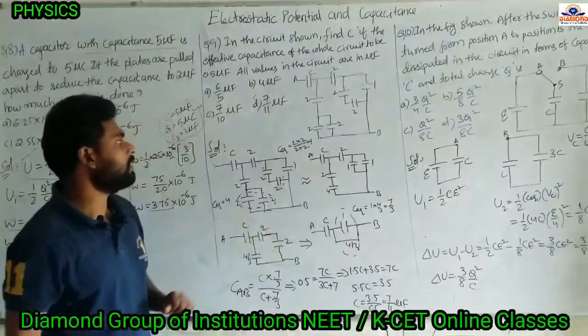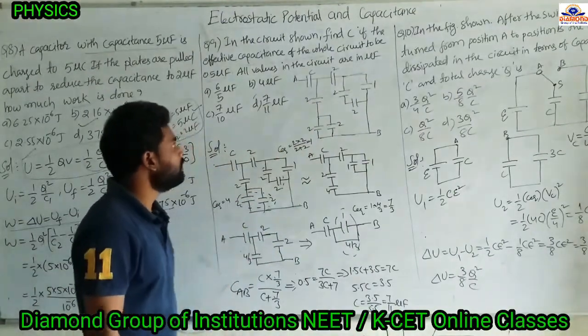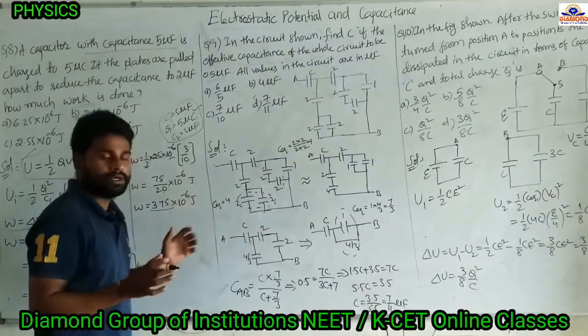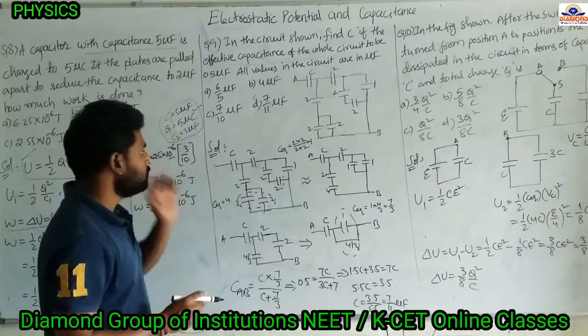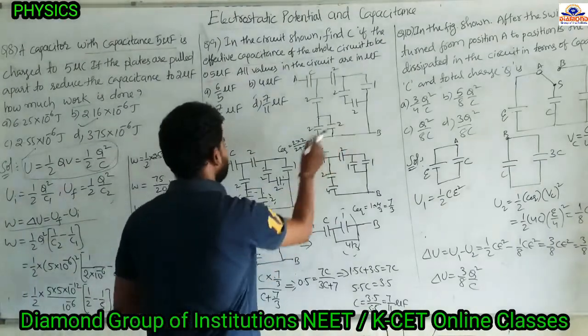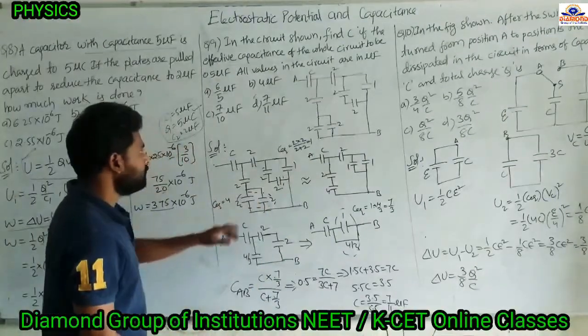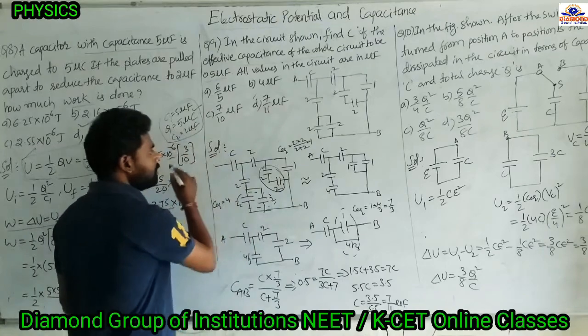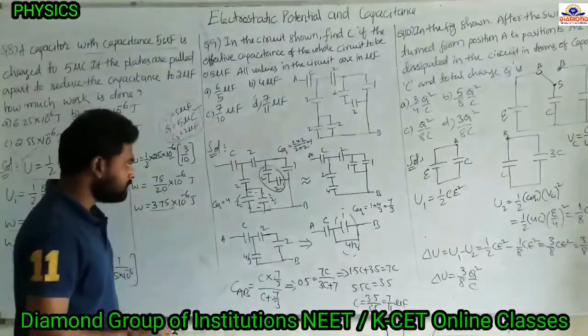Okay, now these are the values. This is the circuit they have given. They are asking us to find the C value. So we have to reduce the circuit and find it. So first see, I am redrawing the same diagram here. From this diagram, see, these two are in series combination.